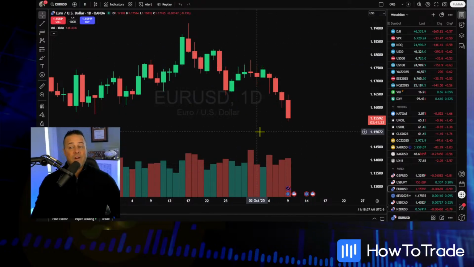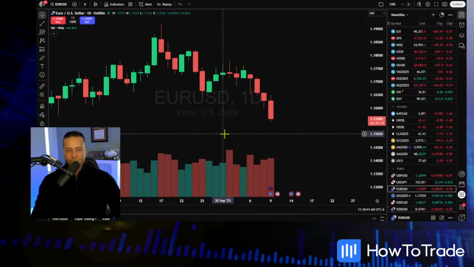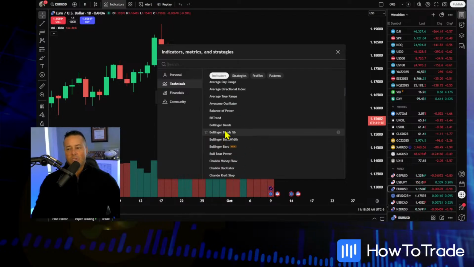We do have a mover here. Euro USD is coming off big. So what can we do? What do you want to do? In order to trade Bollinger Bands, we've got to set them up, right? So the first thing we do here on TradingView is go up to indicators. Click indicators, and you're going to go down to Bollinger Bands. Go ahead and give Bollinger Bands a click, and there you've got it added.